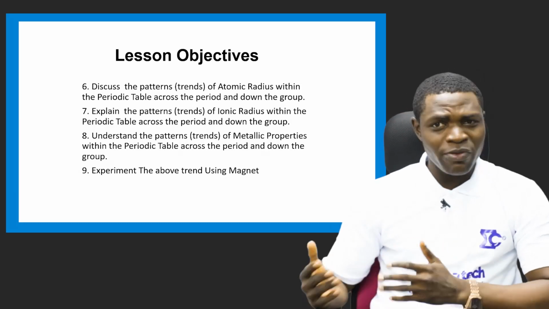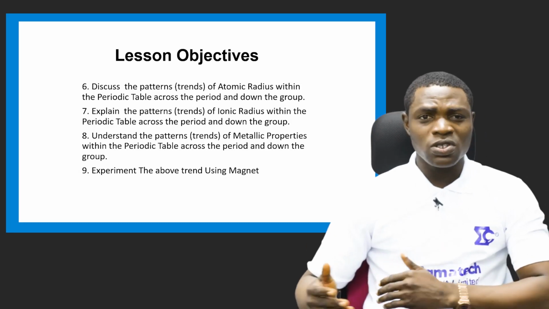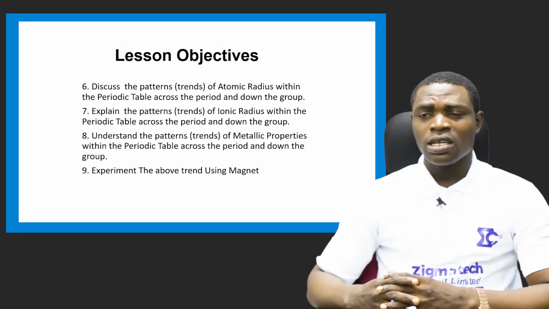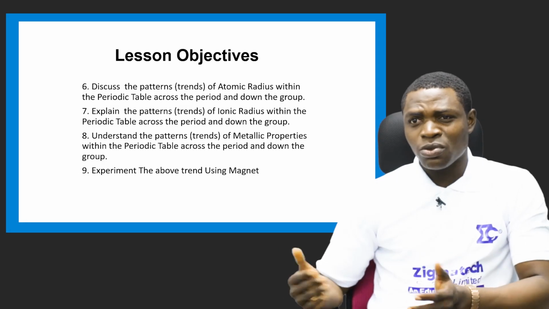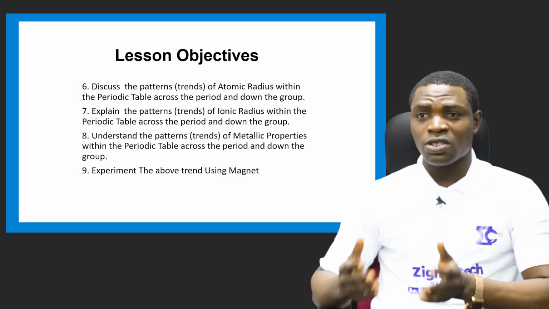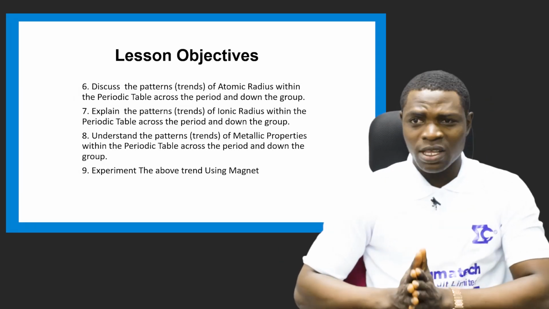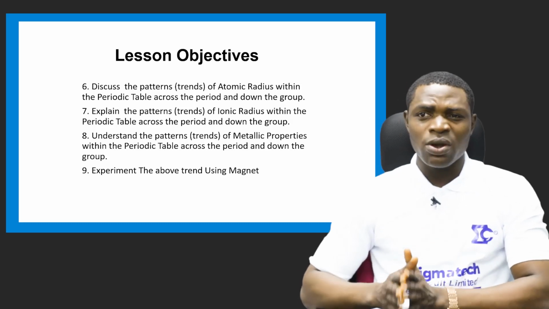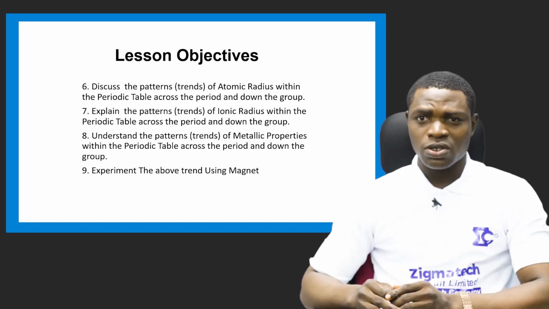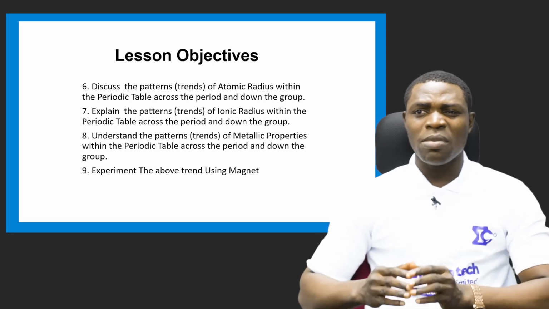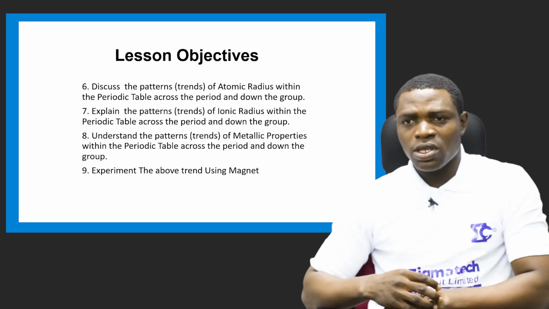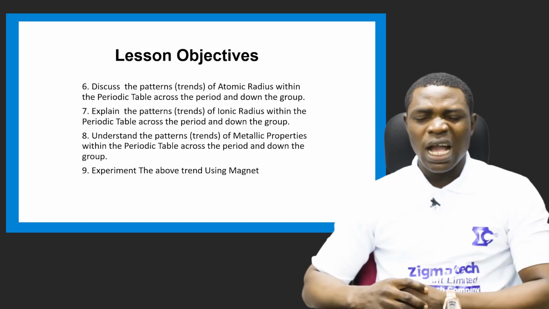If you look at previous questions, WAEC questions, JAM questions, you're going to see that most often this question comes up from atomic radius and ionic radius. They are never the same. There's a difference between ionic radius and atomic radius. And also, lastly, you're going to be able to understand the metallic properties within the periodic table, both across the period and down the group.